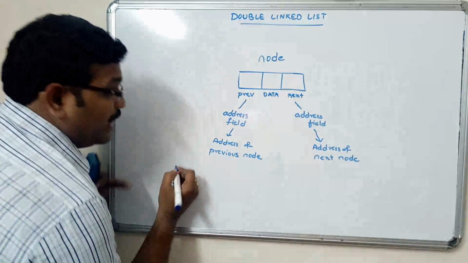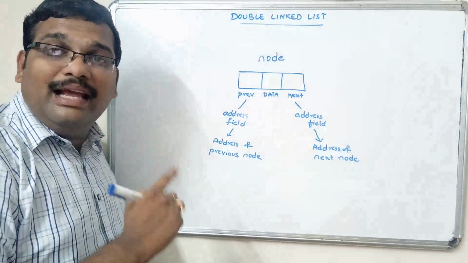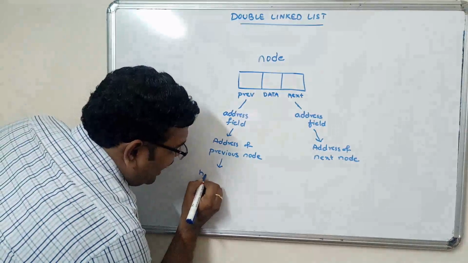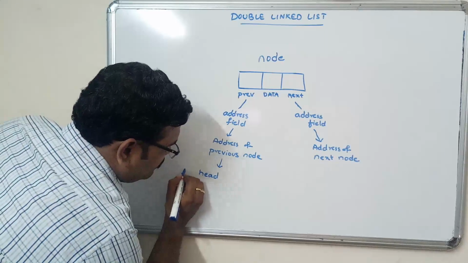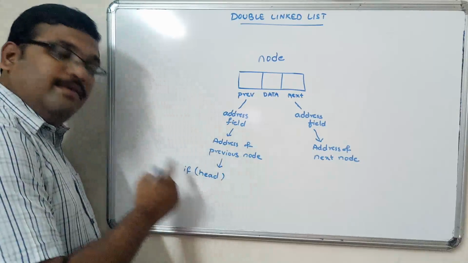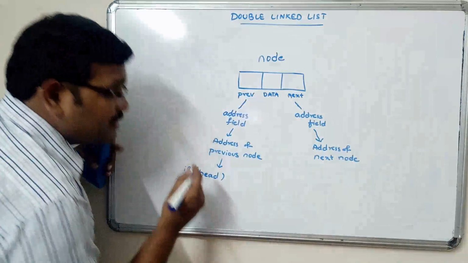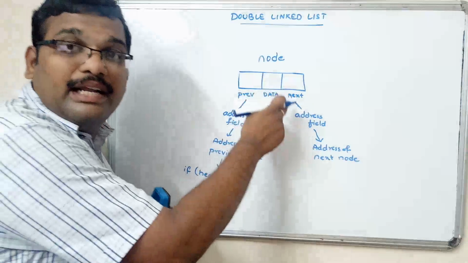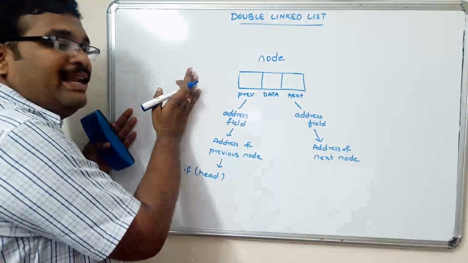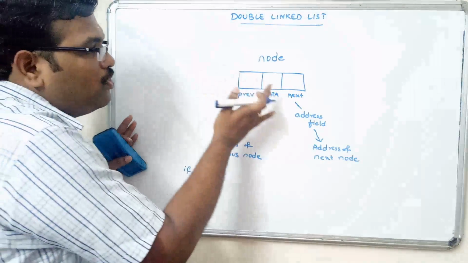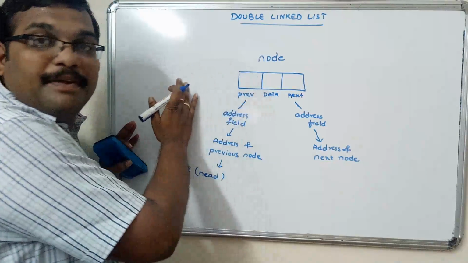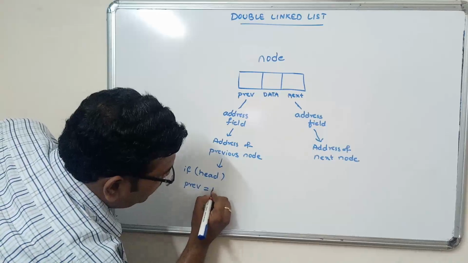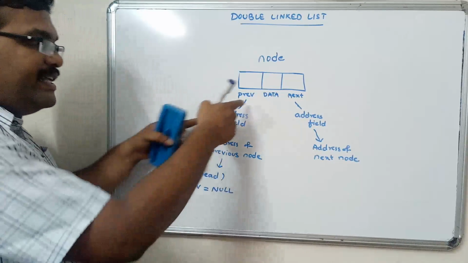Now if it is a starting element, that means if it is a head, then there will be no previous node. This is a head, a starting element, so it doesn't have any previous node, so there will be no link for the previous node. That's why the previous must be equal to null if it is a head.